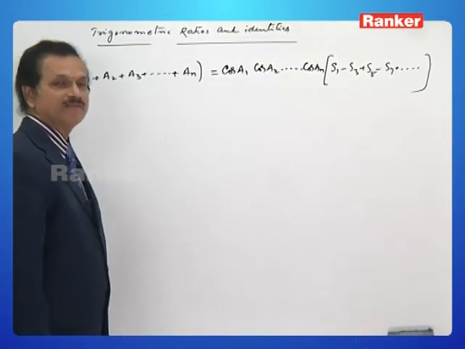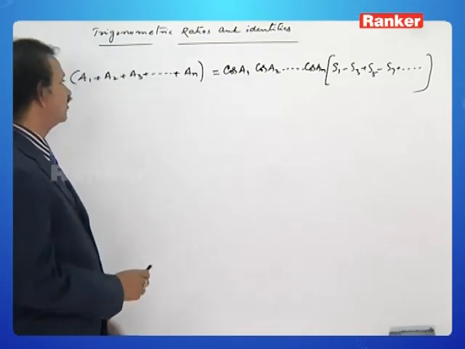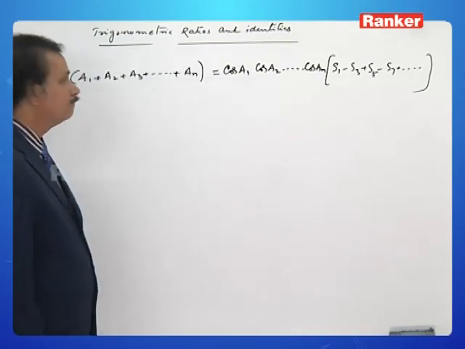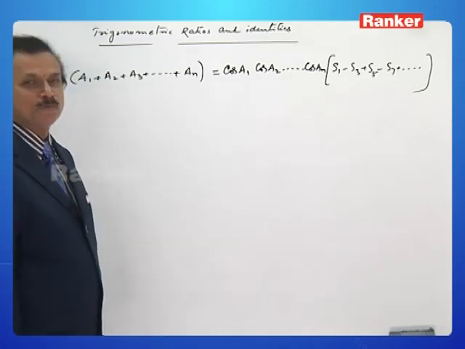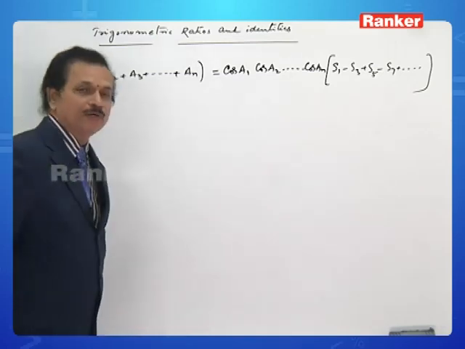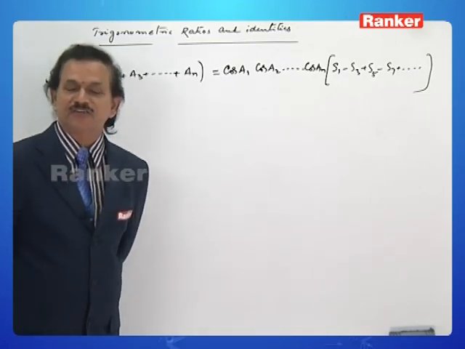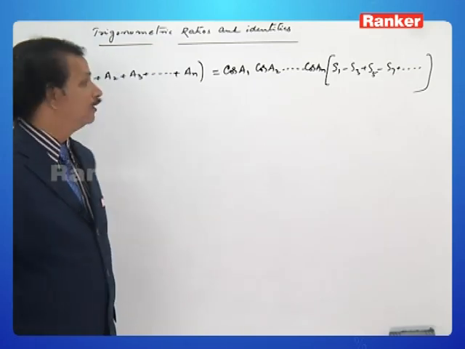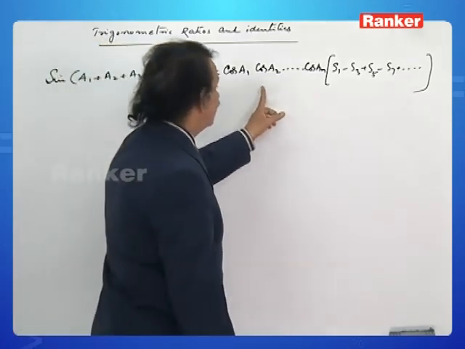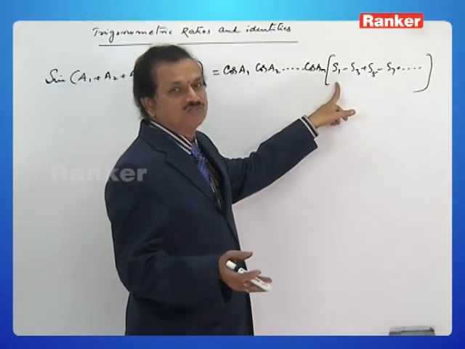That is sin of A1 plus etc. Let us verify whether this formula is correct or not. Let me take n is equal to 2. Sin of A1 plus A2. What is sin of A1 plus A2? Cos A1 into cos A2 into tan A1 plus tan A2. Cos A1 into cos A2 into S1 is only meaningful. S3 has no meaning here.